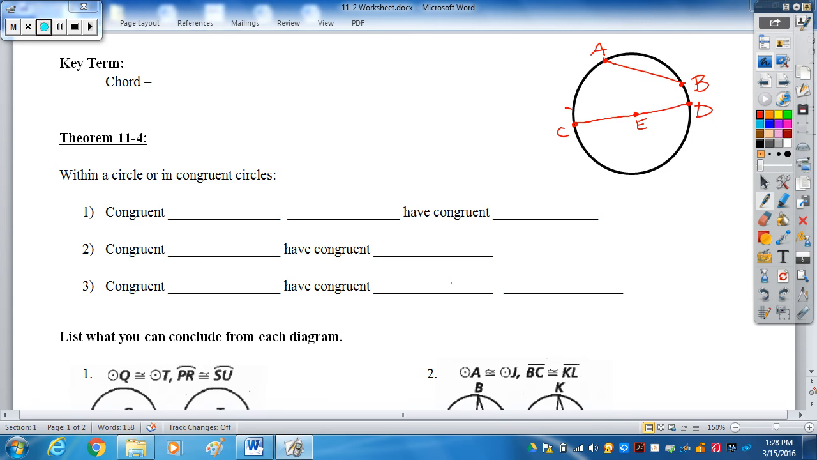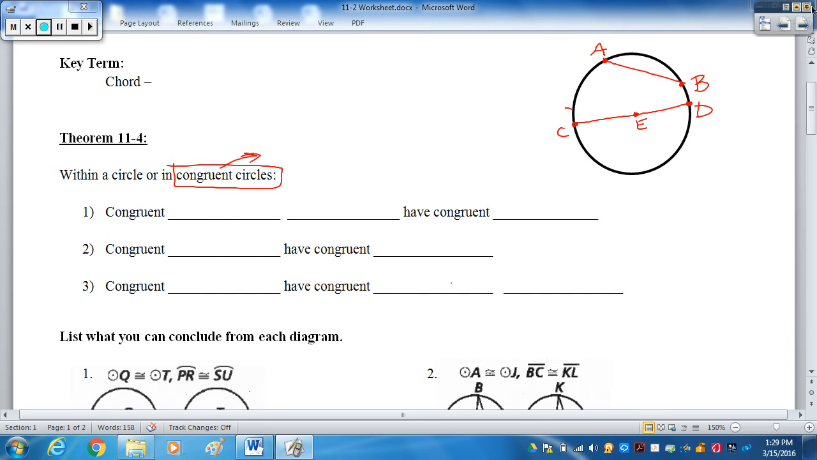For the first one, I'd like you to fill this in: within a circle or in congruent circles. When I say congruent circles, what I'm referring to are circles with congruent radii, so you might want to make a little note of that off to the side. Congruent circles have congruent radii. We can say congruent diameters, but usually we say congruent radii. So number one, the first concept is this: within a circle or in congruent circles, congruent central angles have congruent chords.